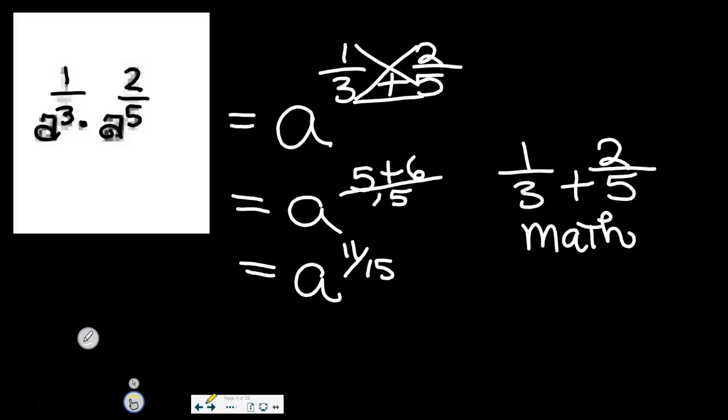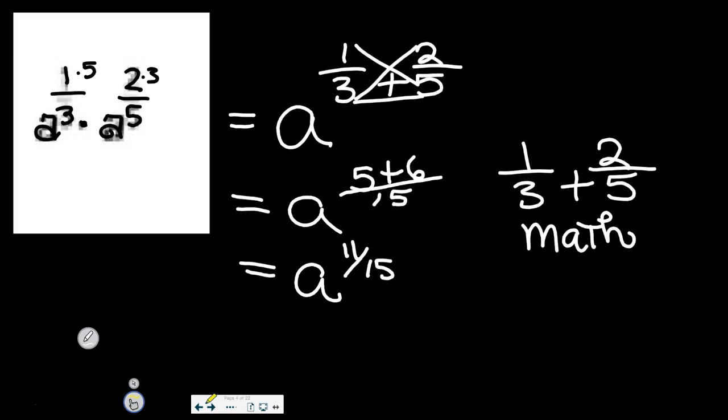How did you get that? Because I got 2 over 15. I did exactly. You have to get a common denominator. Yep, so this one needs to get multiplied by 5. This one needs to get multiplied by 3. So you get 5 plus 6 over 15.